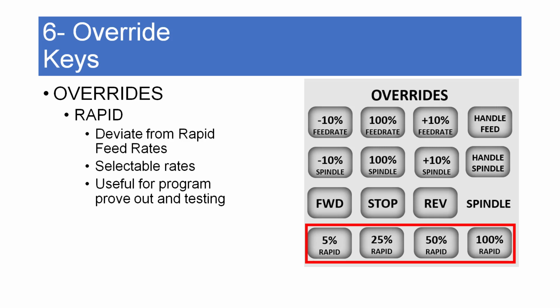We always prove out programs running at 5% rapid to allow enough time to react to a program error. In production settings, 100% rapid is used to limit the amount of time the machine is cutting air. But with a motion rate of 1,200 inches per minute for our VF2 mill, it's very difficult for you to predict the rapid motion when you're first learning to run the machine. That's the reason we use a 5% rapid override for program prove-out.